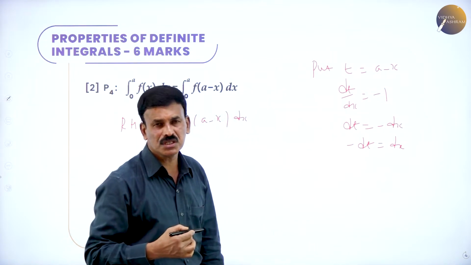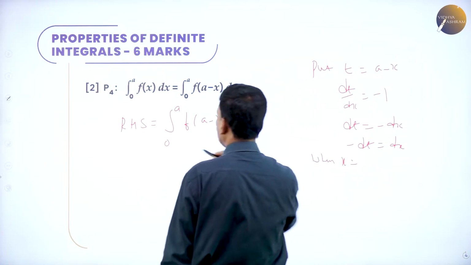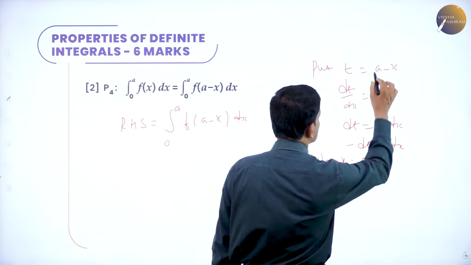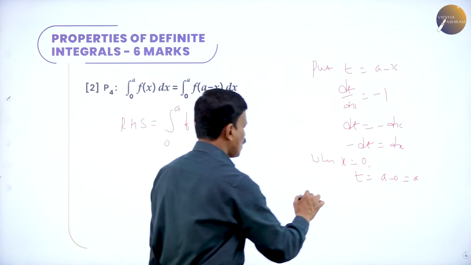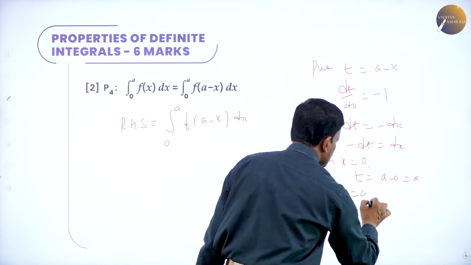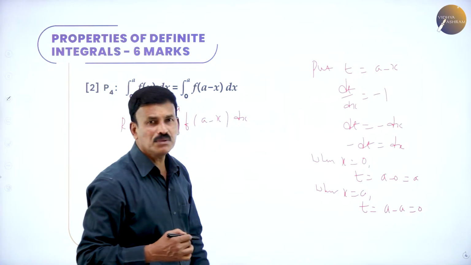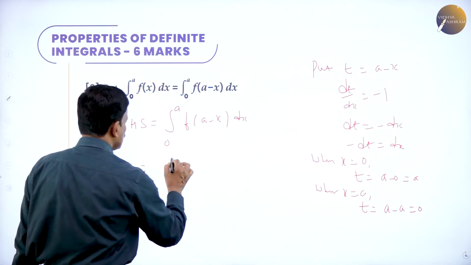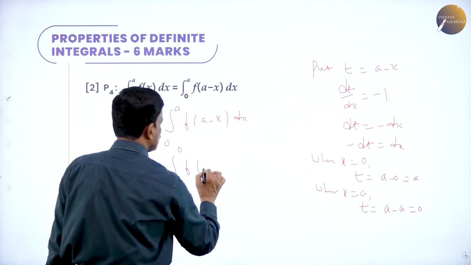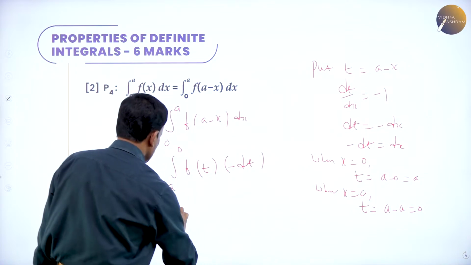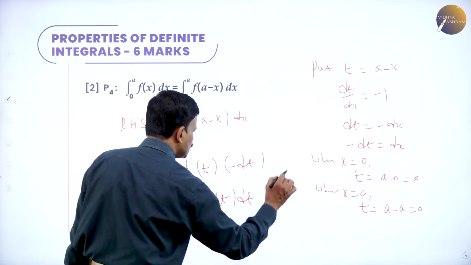Now whenever a substitution is taken, you know the limits change. What is the lower limit we have? When x is equal to 0, t becomes a minus 0, that is equal to a. So the lower limit becomes a. When x is equal to a, what is t? t is equal to a minus a, which becomes 0. So the lower limit becomes a and the upper limit becomes 0. Therefore this integral 0 to a can be written as integral a to 0 f of t, since a minus x is t, and dx is minus dt. So you can take the minus sign out: minus integral a to 0 f of t dt.